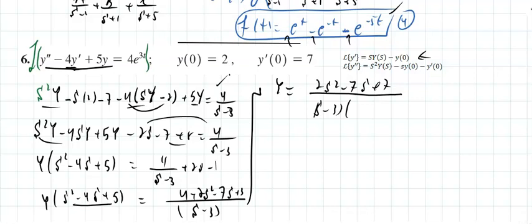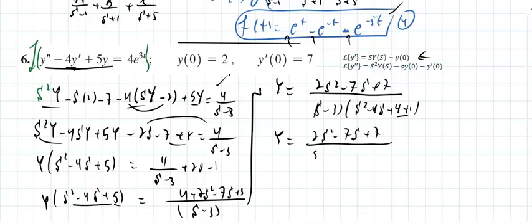That doesn't factor. So I'll take s squared minus 4s, take half of the number and square it. Right, this is the 5. I just complete the square. Y equals (2s squared minus 7s plus 7) divided by (s minus 3) times ((s minus 2) squared plus 1).